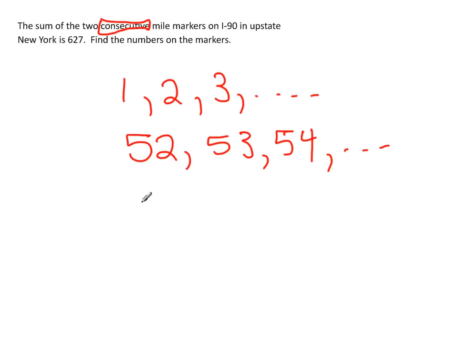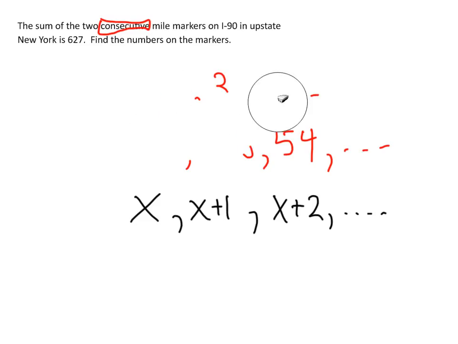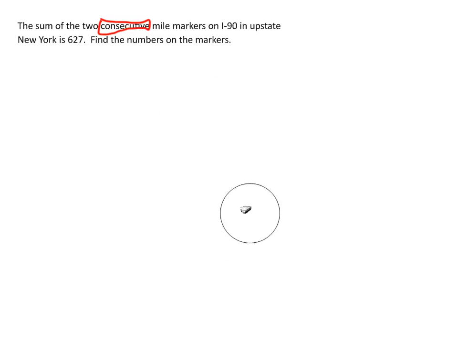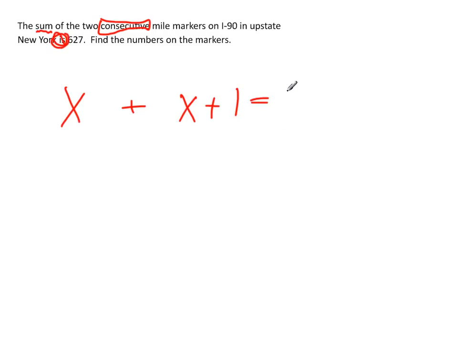So if I were to start at any random old page, say X, the next page should be X plus 1, the next one should be X plus 2, and continues on in that fashion. So that's consecutive mile markers. So I'm going to delete this. Let's go ahead and talk more. We have the sum of two consecutive mile markers. So I have X, and then the next one's X plus 1. So there's my 2 mile markers. And they're telling us to take the sum of them, so we're adding them. They say is, a beautiful word, which means equal to 627. Find the numbers on the markers.